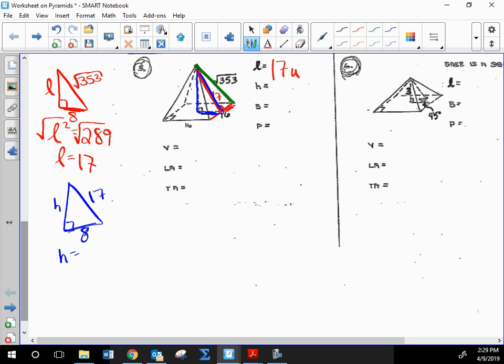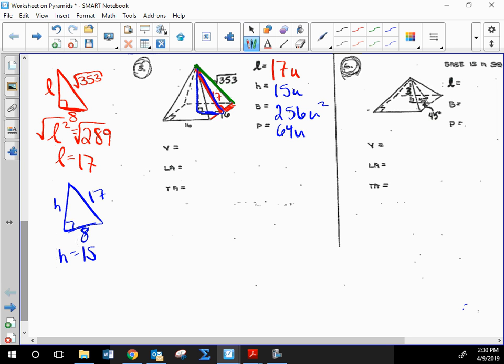Is that 15 squares? No, you're not. Alright, what do we get for our height? I heard 2 15s. Can I get a third agreement on that? Okay. So our height is 15 units. Alright, so our area of our base is what? What's 16 times 16? 256 units squared. What's my perimeter? 64 units.